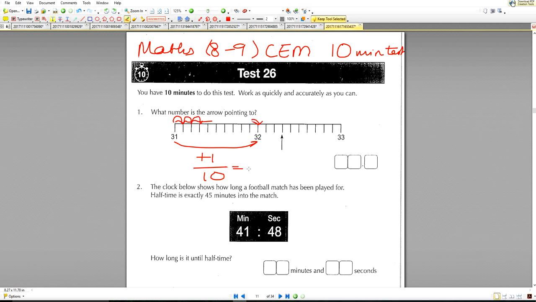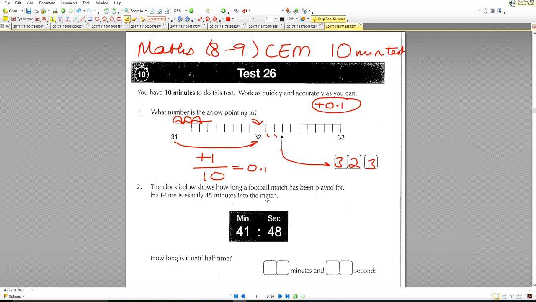So 1 divided by 10 gives us 0.1. So we are adding in 0.1 jumps. So that's 32, 32.1, 32.2, 32.3. So 32.3 is where the arrow is.